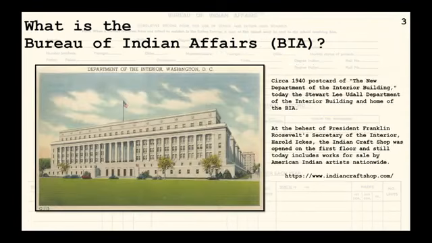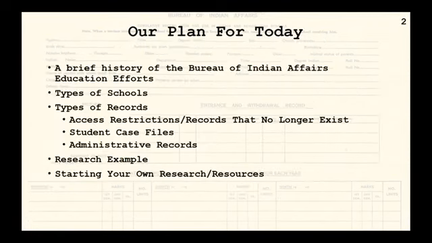Well, let's go over a bit of what my plan is for today. I'd like to start with a brief history of the Bureau of Indian Affairs, what we'll call BIA for short, and its education efforts over the years. We'll look at the types of schools American Indian children attended, the types of records generated, restrictions on certain records, and those files that no longer exist.